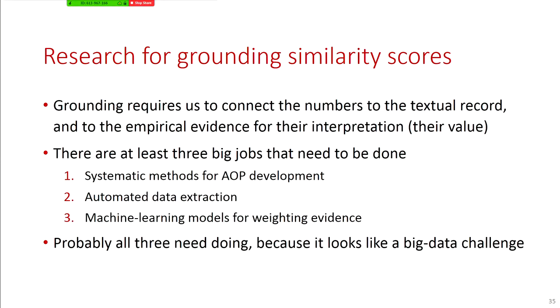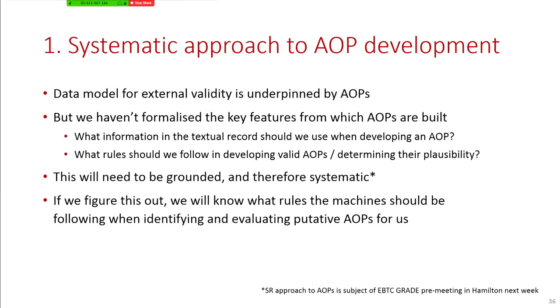Grounding probably requires 3 big jobs to be done, right? We need systematic methods for AOP development, we need automated data extraction, and we need machine learning models for weighting the characteristics of the evidence in this kind of evidence space, right? It looks like a big data challenge, ultimately.